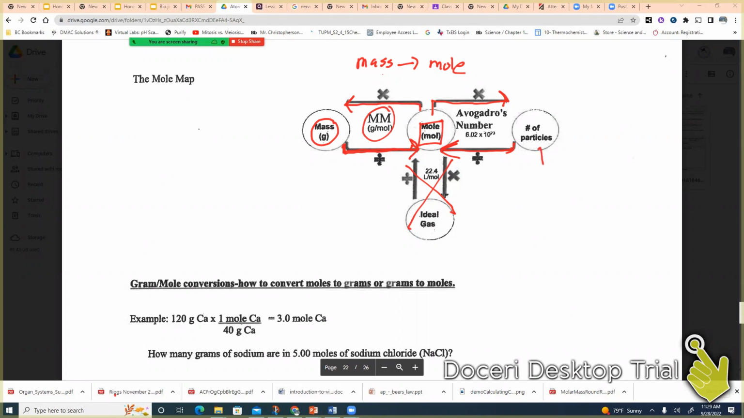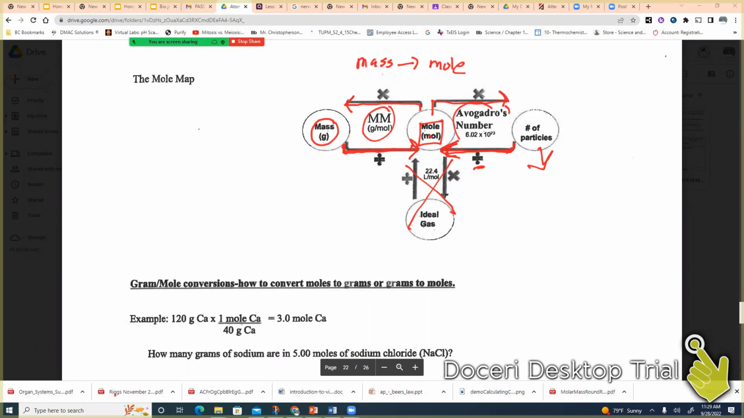If I had my number of particles, so let's say I knew how many atoms I had, and I wanted to get that into moles, I'm going to follow this arrow. It tells me to take my number of particles and divide it by Avogadro's number, and that would get me to moles. So you can decide later on if you like that or like dimensional analysis. I like dimensional analysis, but you'll have to decide which one you're going to want to use.